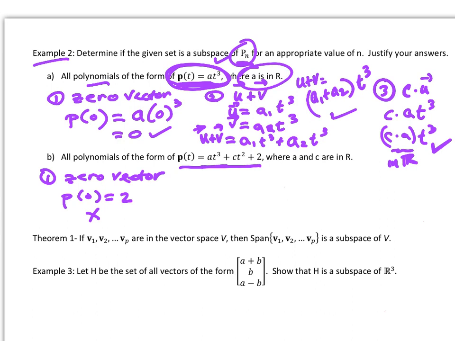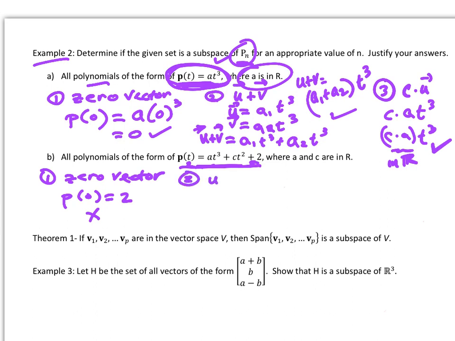Now the question is, if I plug something in for t, can I still get out a 0? Well, the answer is yes, but not always, because of the values of a and c, whatever they might be. So we just plug in the 0 vector and see if we get out a 0 vector.